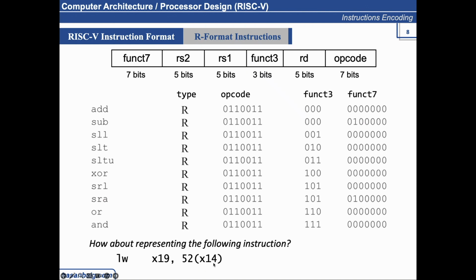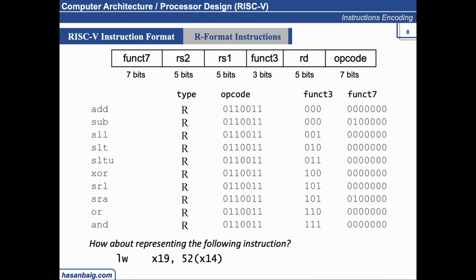Similarly, we have source register 1, RS1, so we do not need to change it. We do not have RS2 in this format. Can we use RS2 to encode this value? Why? It's not big enough. Do you get that? Can we encode this value 52 in RS2? Can we use the RS2 field?